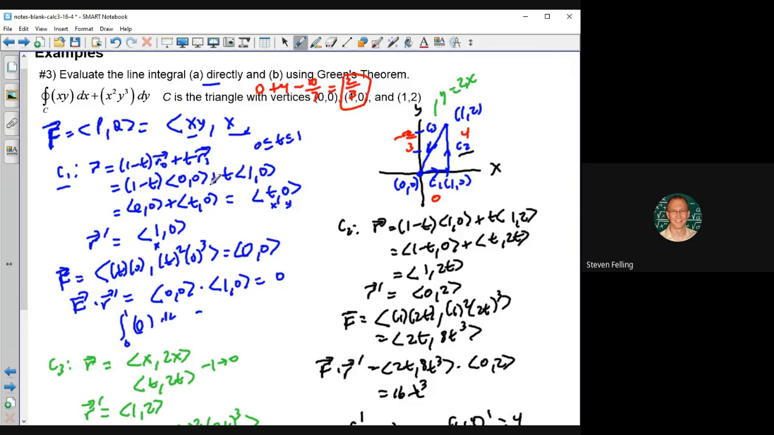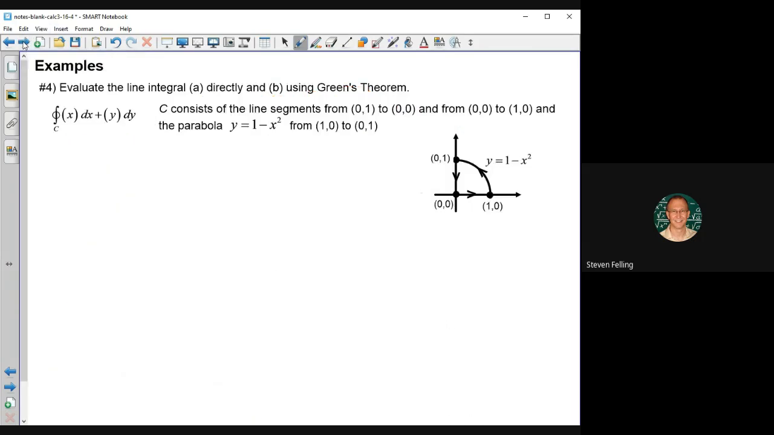So doing this directly is a pain because we have 3 linear paths. We have to have a separate parameterization for each, find the derivative for the tangent vector, do the dot product, do the integration, and then sum the results. Green's theorem is going to turn out to be much easier here. And that's because we just have to do a single double integral. Okay, so let's do this with Green's theorem.